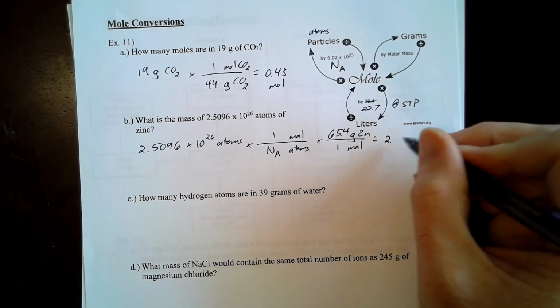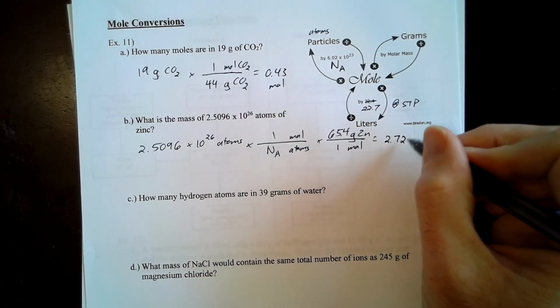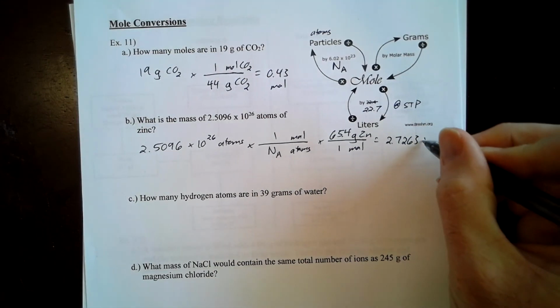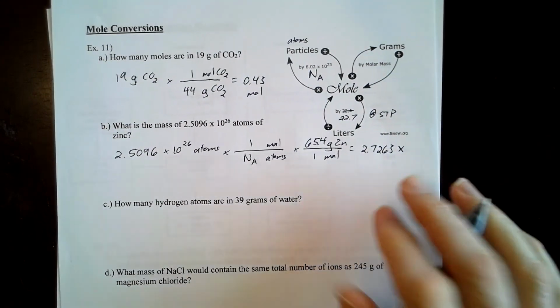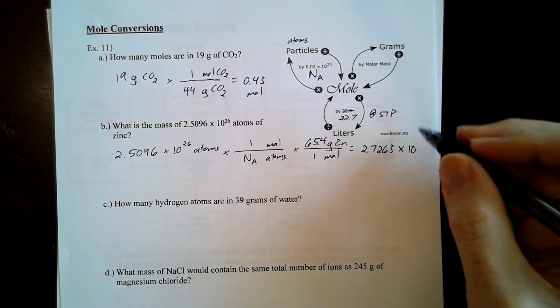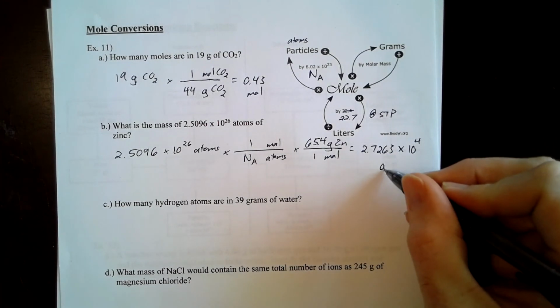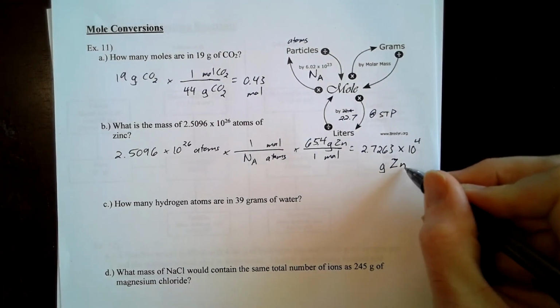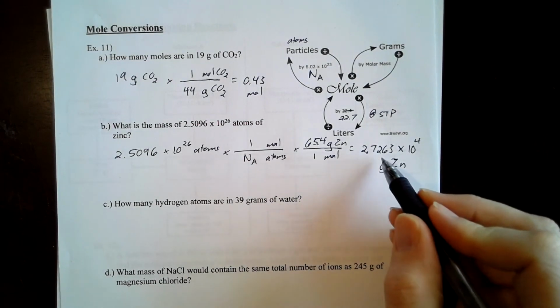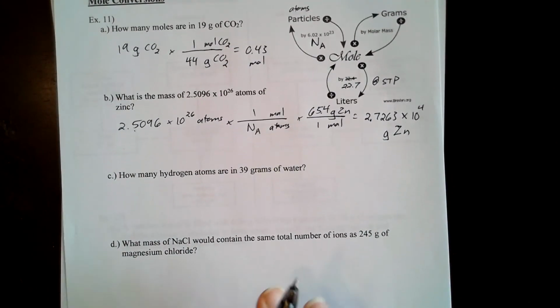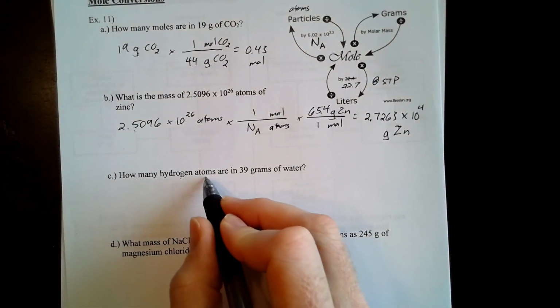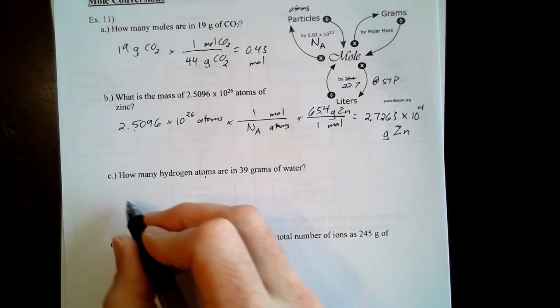And you should get an answer of 2.7263 times 10 to the 4th grams of zinc. You do need all those sig figs because you started with all those sig figs. So how many hydrogen atoms are in 39 grams of water?